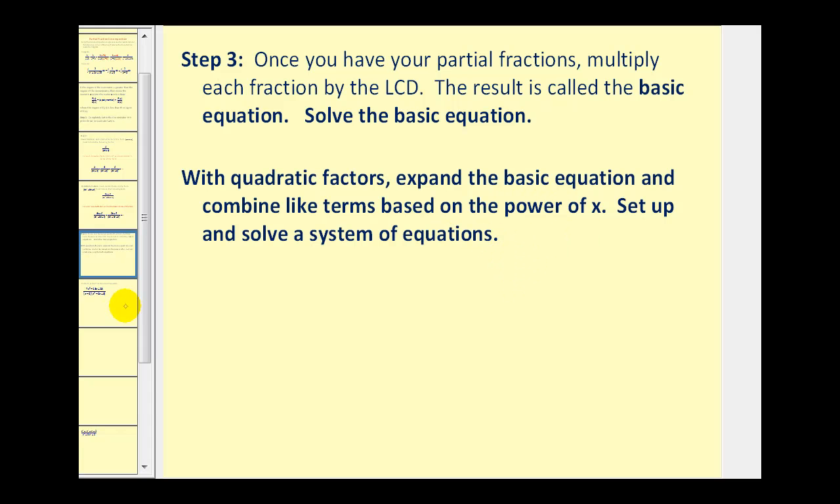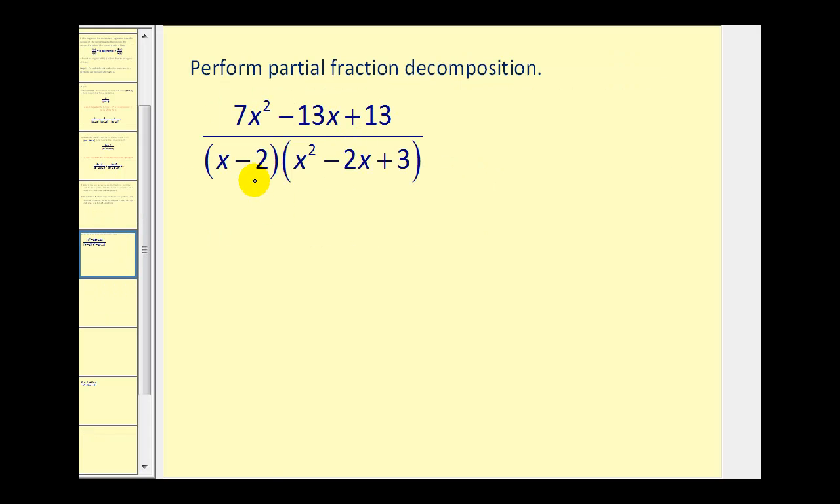Let's take a look at our first example. To save a little time, the denominator is already in factored form, and the quadratic does not factor because there are no factors of positive 3 that add to negative 2. So we have a linear factor and a quadratic factor. For the linear factor, we'll have A over x minus 2, plus, for the quadratic factor, Bx plus C all over x squared minus 2x plus 3. Now we'll multiply every fraction by the LCD, which is x minus 2 times x squared minus 2x plus 3.